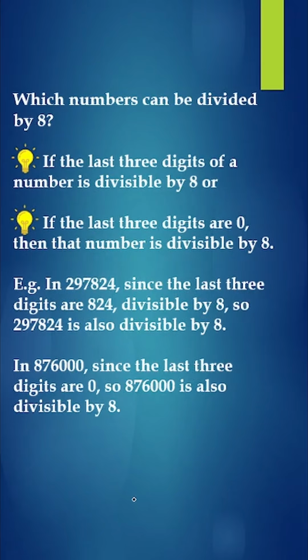Now to check whether a number is divisible by 8, it is very similar to how we did for 4. In this case, we check the last three digits. If the last three digits of a number are divisible by 8 or if the last three digits are all zeros, in both cases, the number is divisible by 8.